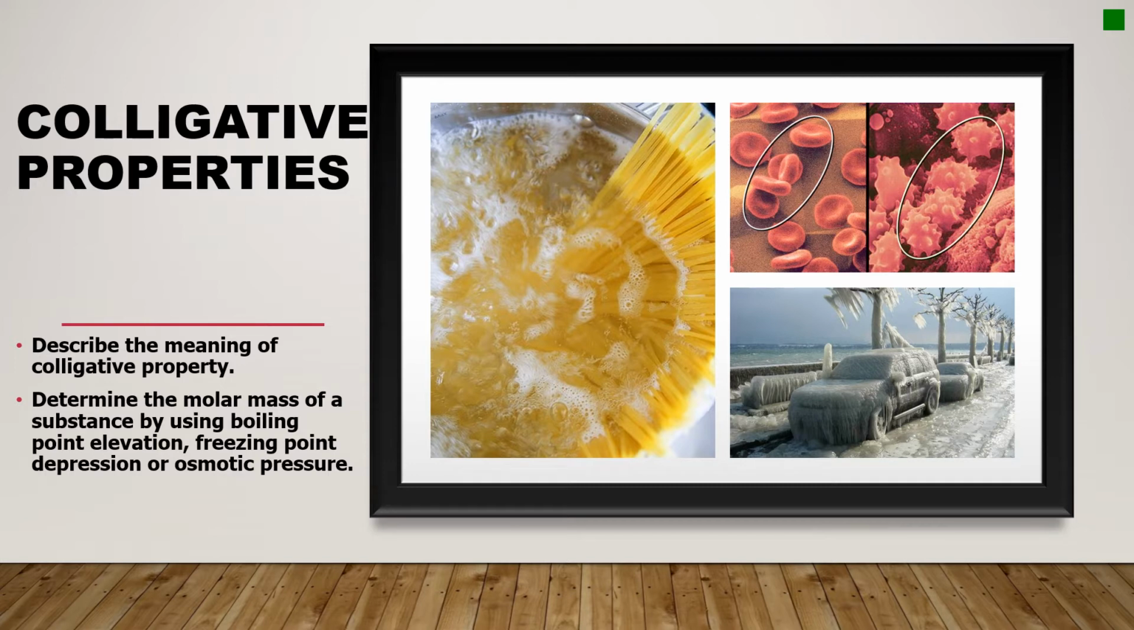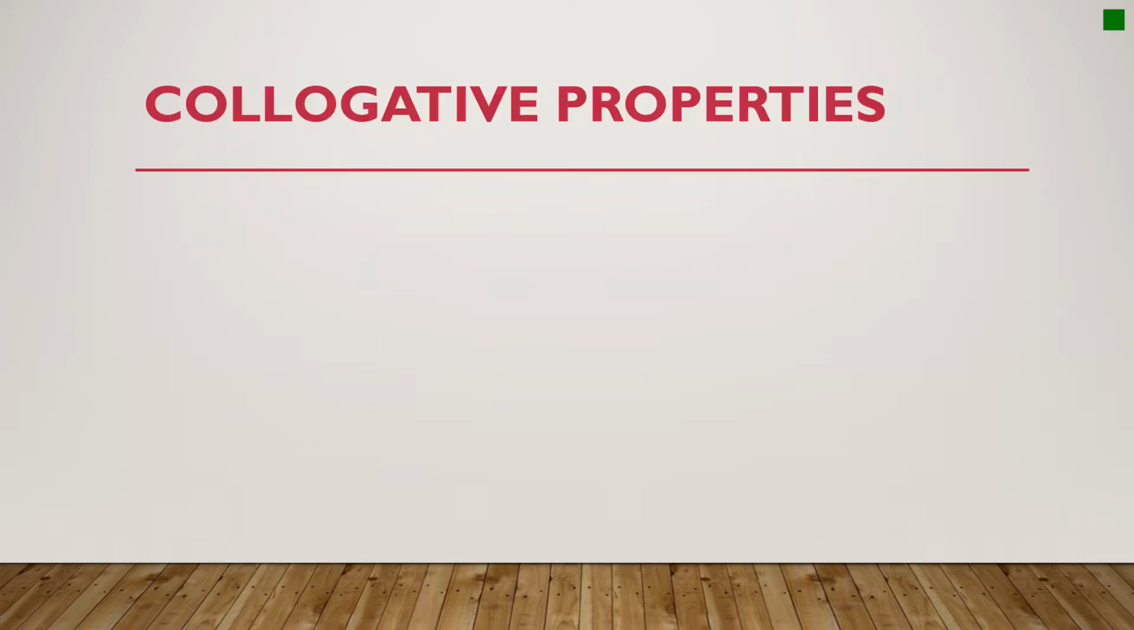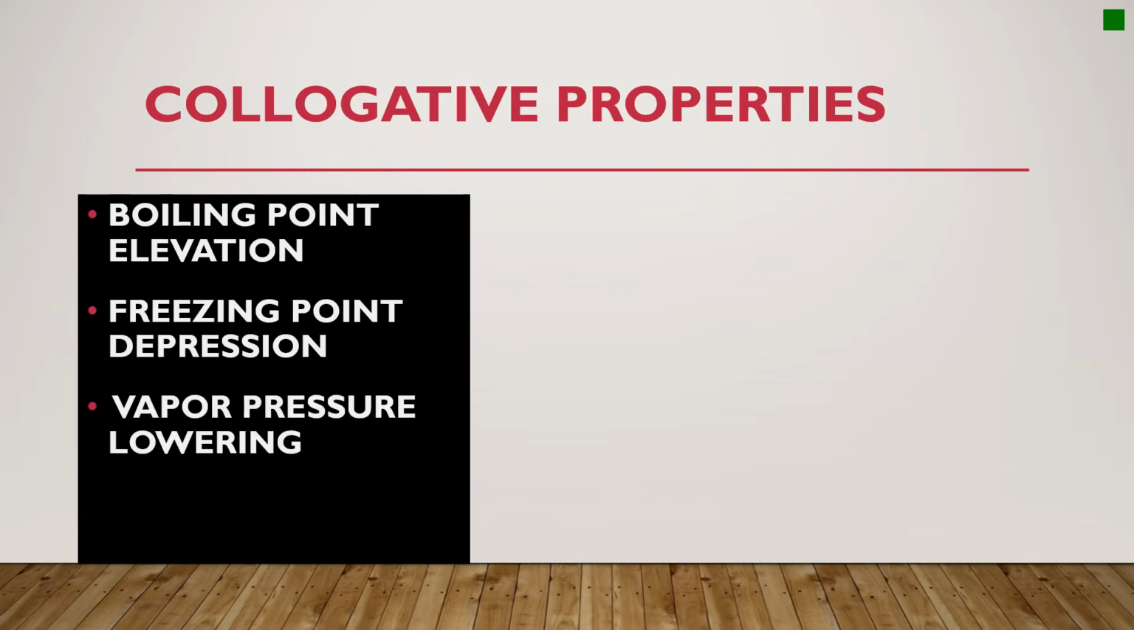determine the molar mass of a given substance by using the boiling point elevation, freezing point depression, and osmotic pressure. There are four main colligative properties: boiling point elevation, freezing point depression, vapor pressure lowering, and osmotic pressure.